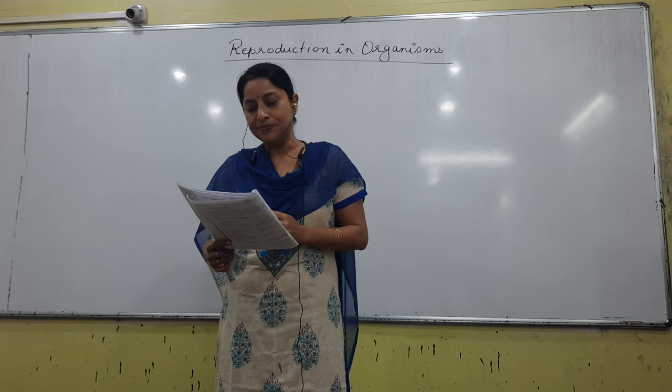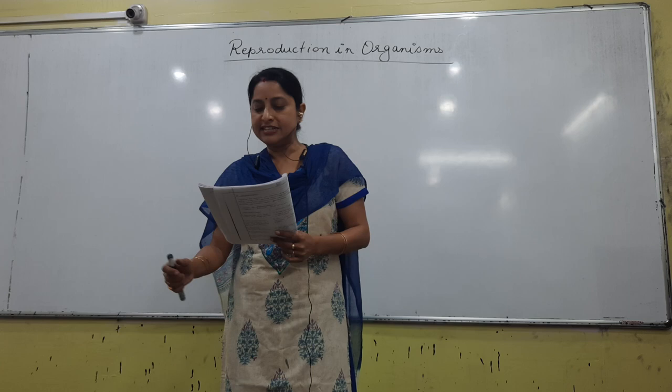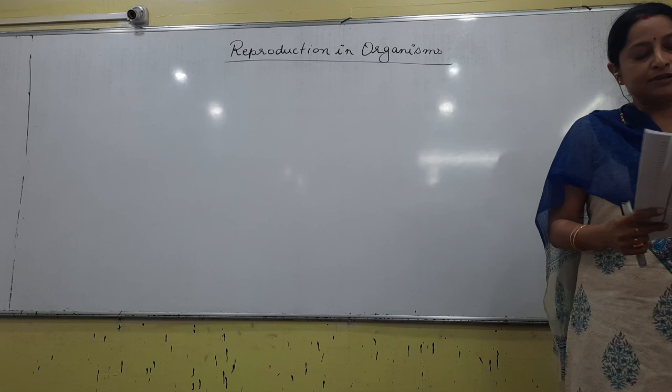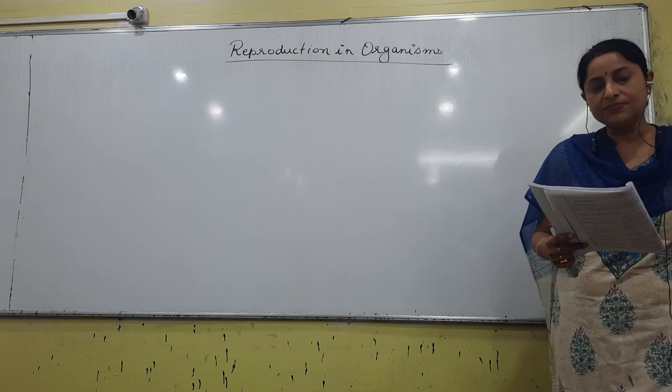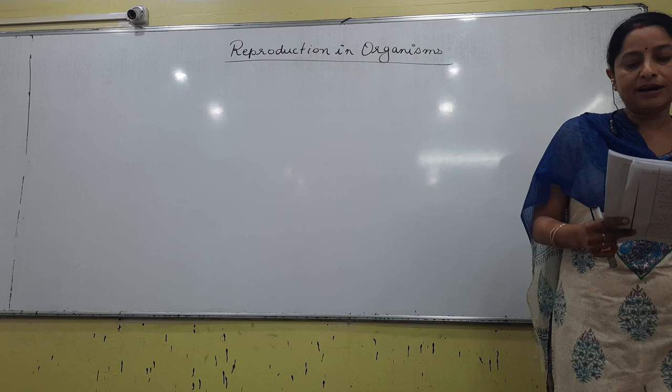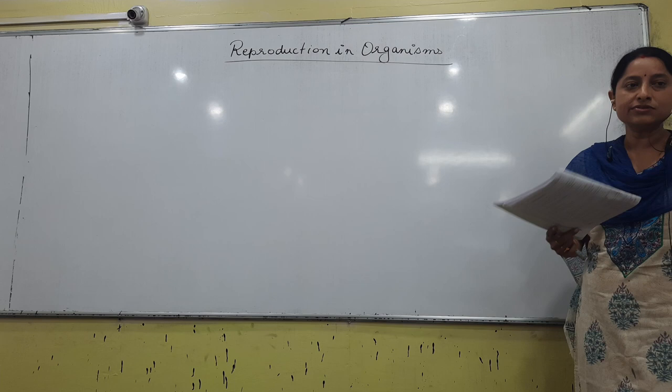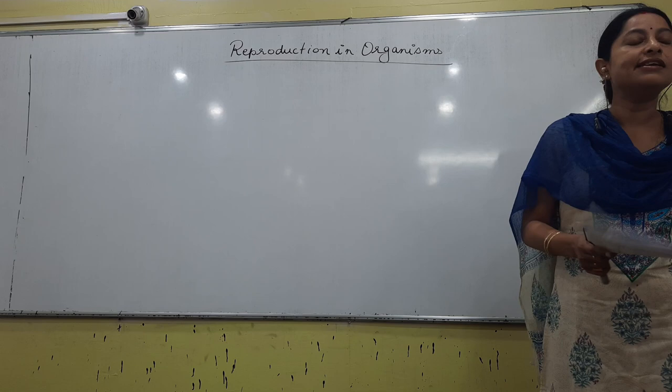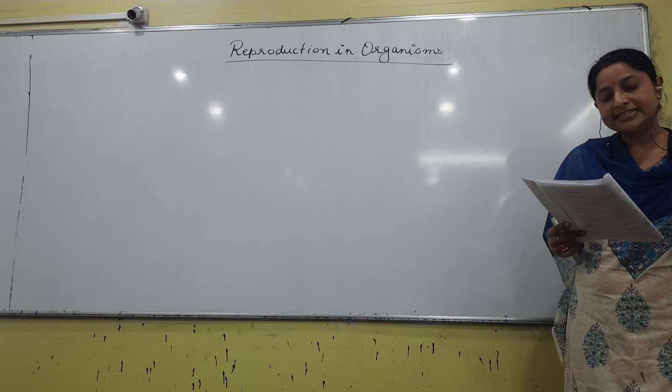Go through the points. Asexual reproduction is generally common among single-celled organisms, plants and animals with simpler organization. Absent in higher non-vertebrates and vertebrates. Asexual reproduction methods, six types. What are the six types? Fission, budding, sporulation, fragmentation, regeneration and vegetative reproduction. According to some, vegetative reproduction is a third type of reproduction, but according to NCERT, vegetative reproduction is a part of asexual reproduction itself, right? Okay. Next, binary fission.